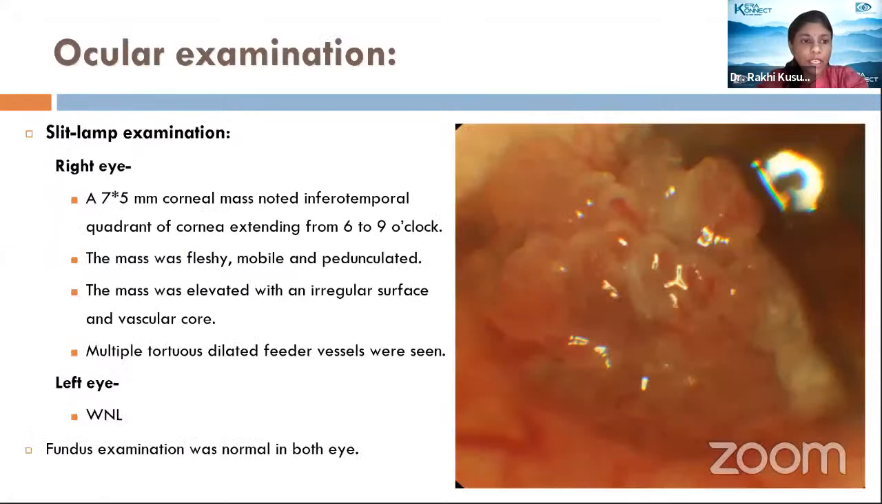So ocular examination revealed that there was a mass of 7 by 5 millimeter, and it was present in the inferior temporal quadrant of the cornea, extending 6 to 9 o'clock. And it was fleshy, mobile, pedunculated, and elevated with an irregular surface and multiple vascular cores associated with multiple tortuous dilated feeder vessels, and the rest of the things were normal.